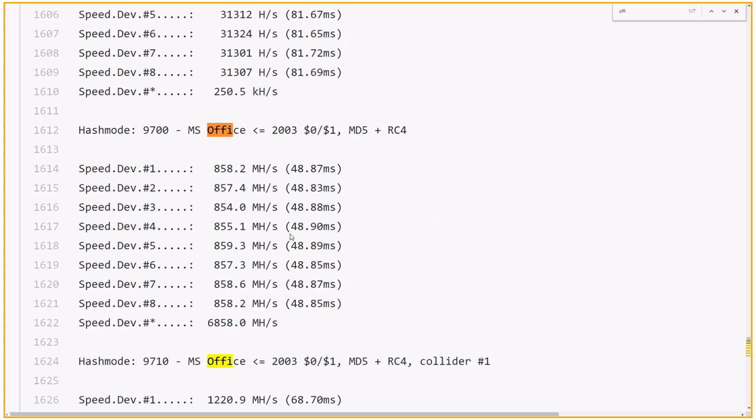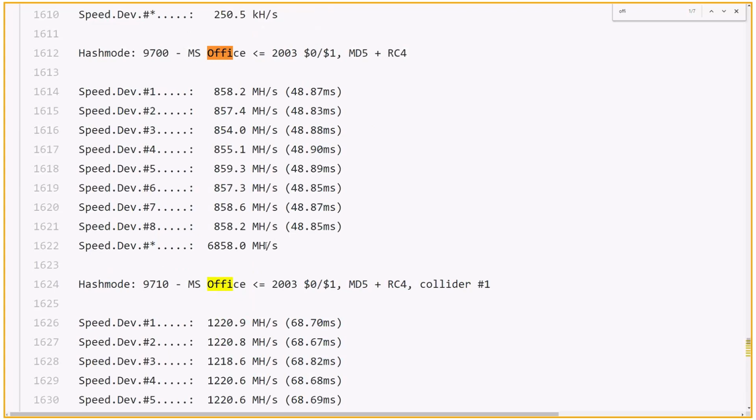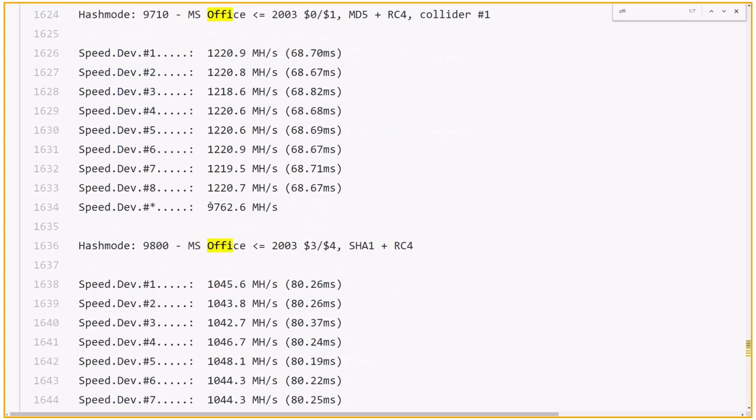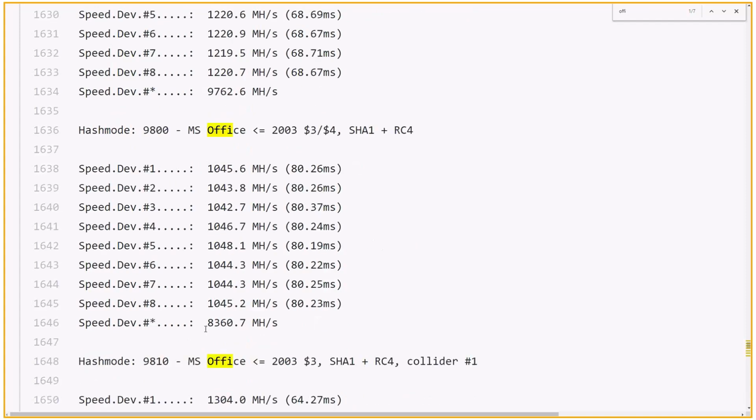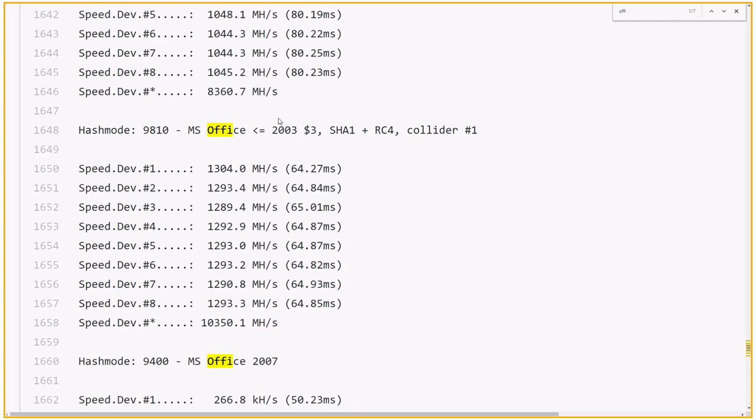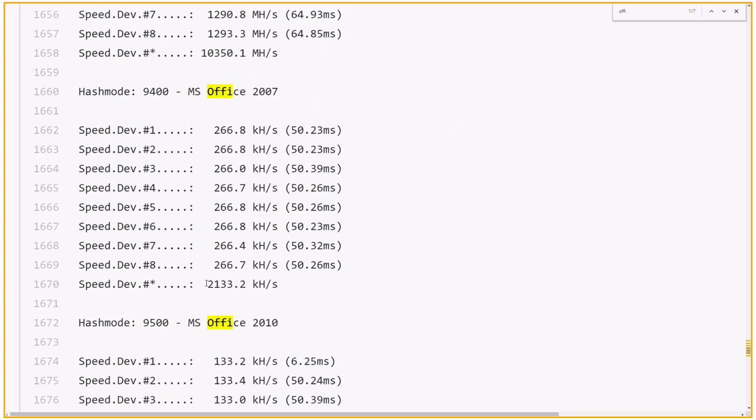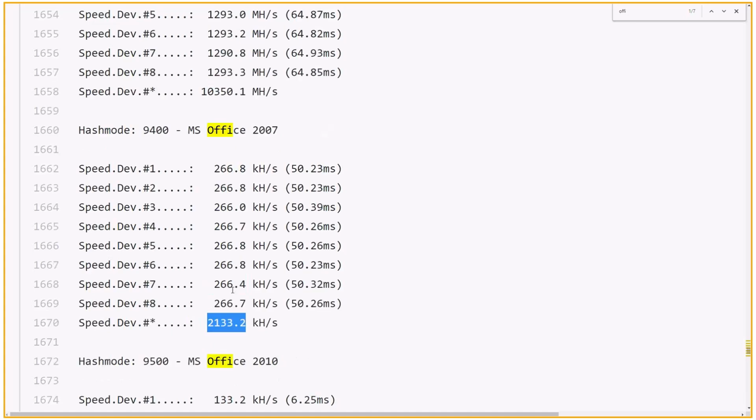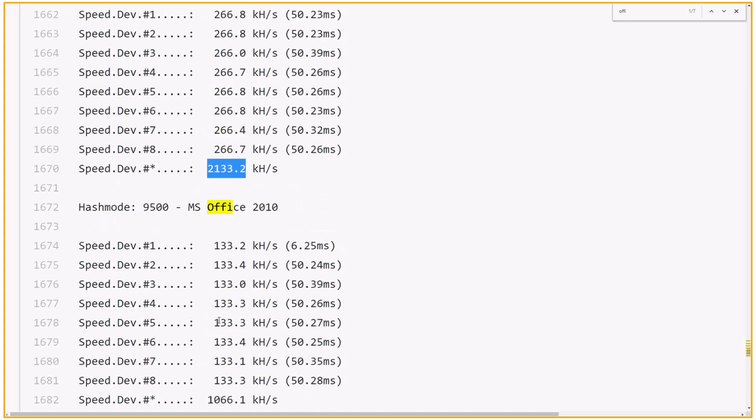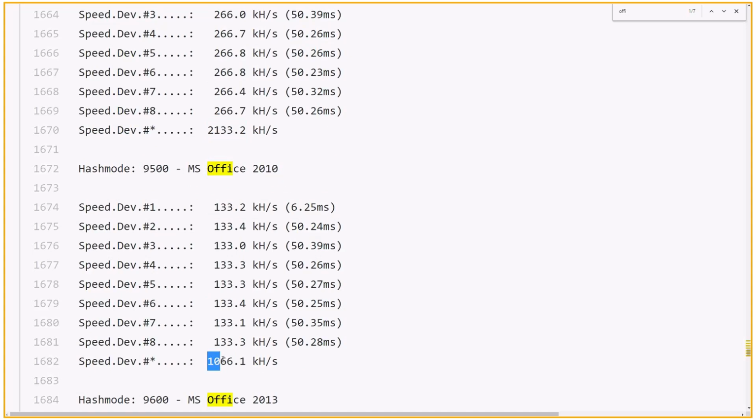Microsoft Office 2003, it's 6000 mega hashes per second, 9000 in another operation, for the third operation 8000, 10000. Okay, this was for Office 2003. For Office 2007, it's already only 2000, so it became three or four times more secure than the previous version. As for Office 2010, it became only 1000 kilo hashes per second. That means that Office 2010 is two times more resistant to password cracking than Office 2007.